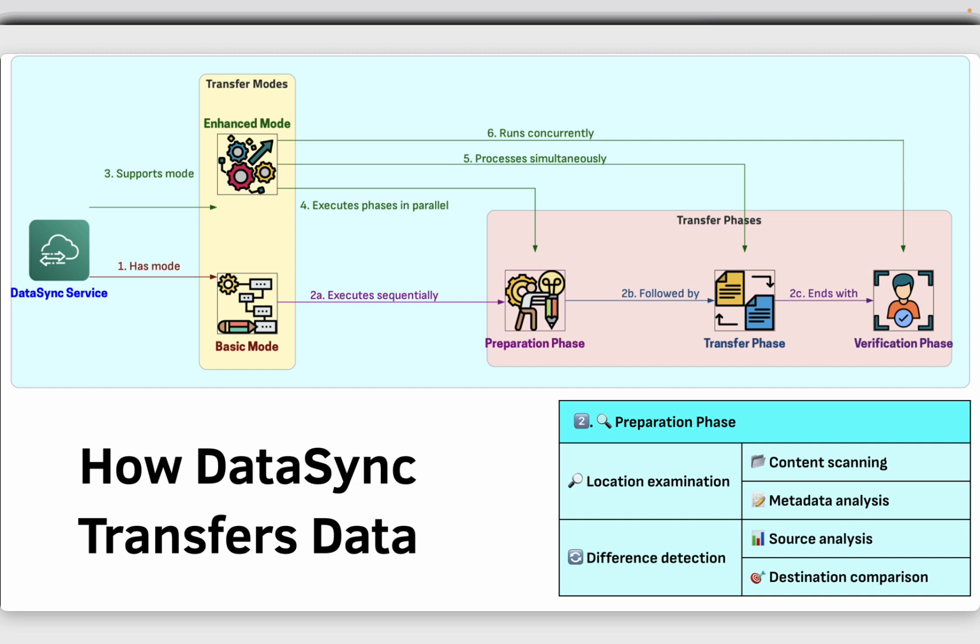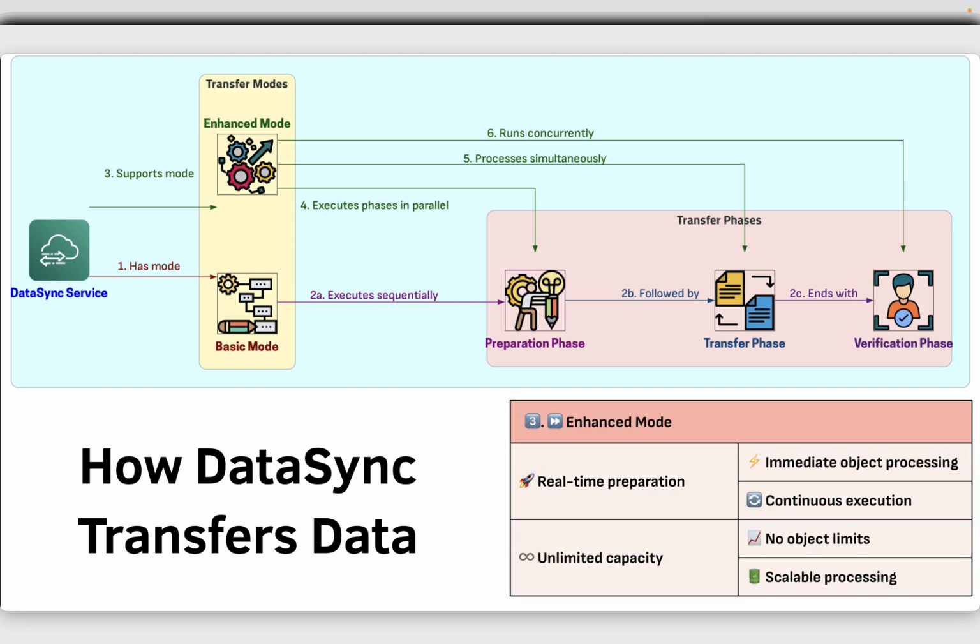In the preparation phase, by default, DataSync starts by looking at both the source and destination locations to figure out what needs to be transferred. It does this by scanning the contents and metadata of both locations to spot the differences between them. So there are two modes. The first one I will talk about is enhanced mode. In enhanced mode, DataSync gets objects ready for transfer as soon as they are found at the source. This preparation keeps going throughout the entire task execution until no more objects are listed at the source.